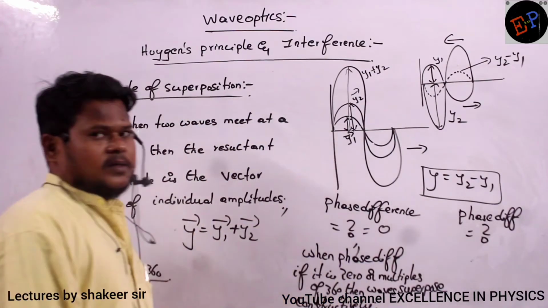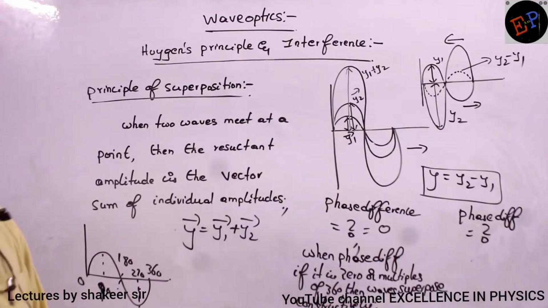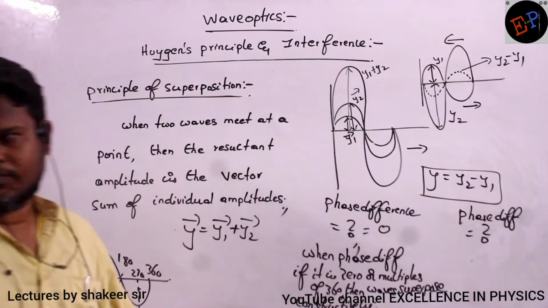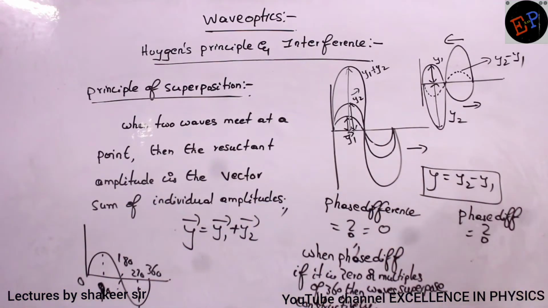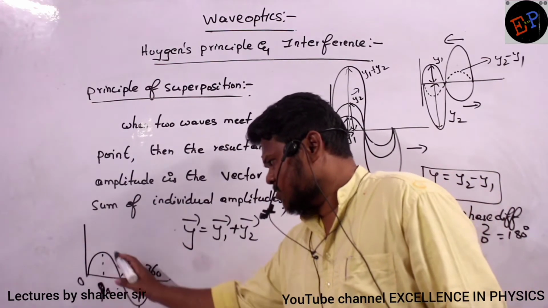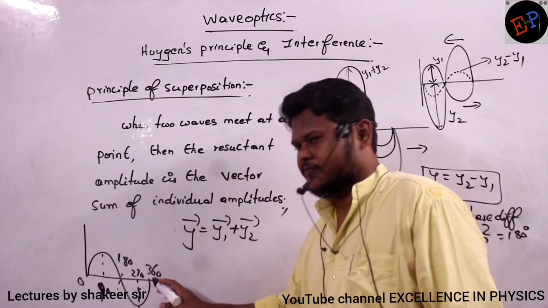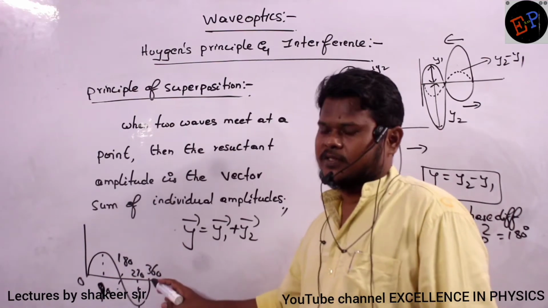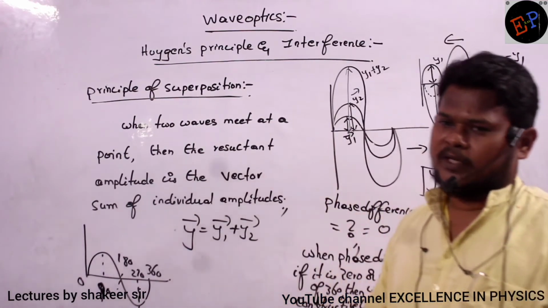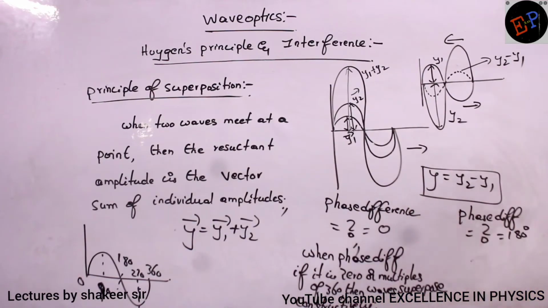Constructive interference or constructive superposition will happen. Understood? Now here, can you say what is the phase difference? 180 degrees is the phase difference. What is the reason? This is the crest, this is the trough. From here to here it is 180, from here to here it is 360. 360 minus 180 is 180. So the phase difference between both of them is 180 degrees.